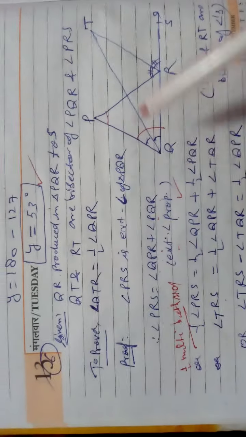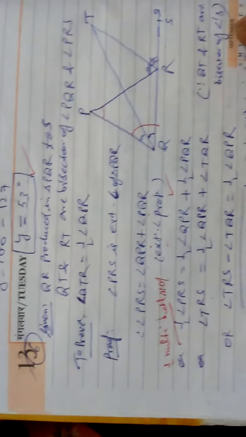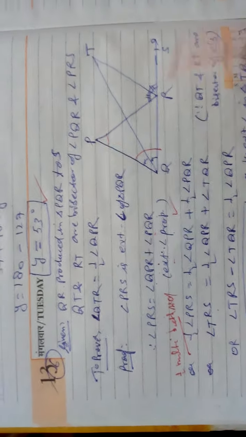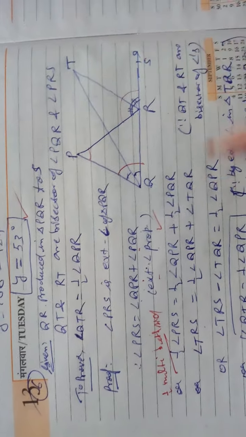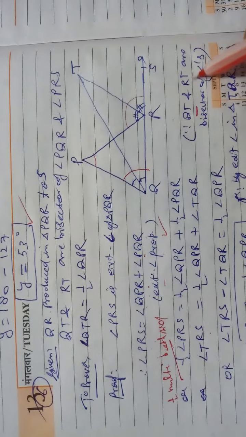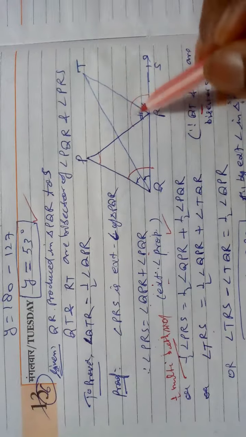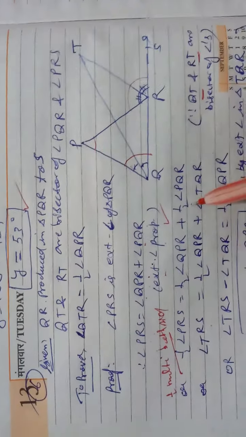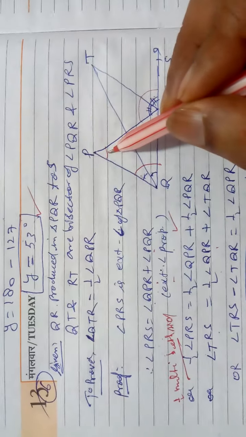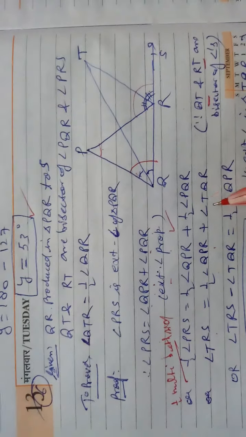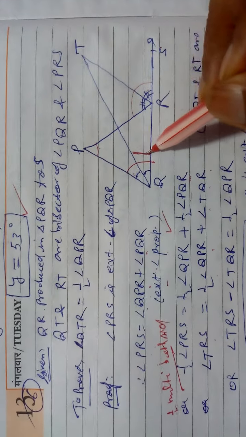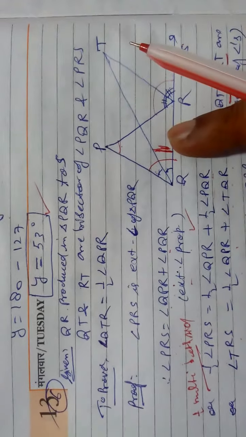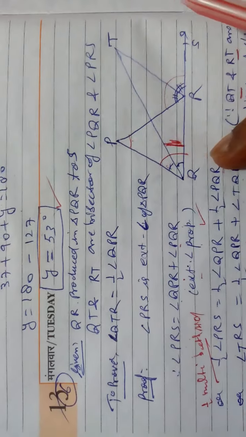Half PRS is equal to TRS, because QT and RT are the bisectors. So this half will be this, and this half will be half QPR. You will not get anything new here, but in the place of half PQR you will get angle TQR. Why will you get this angle? Because QT is the bisector of the full angle.